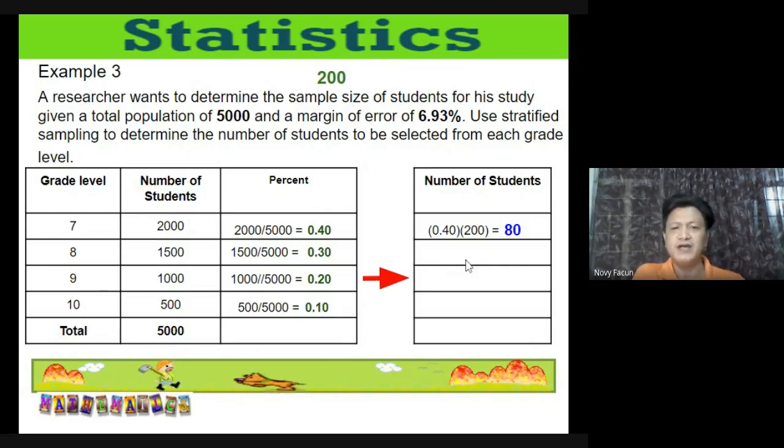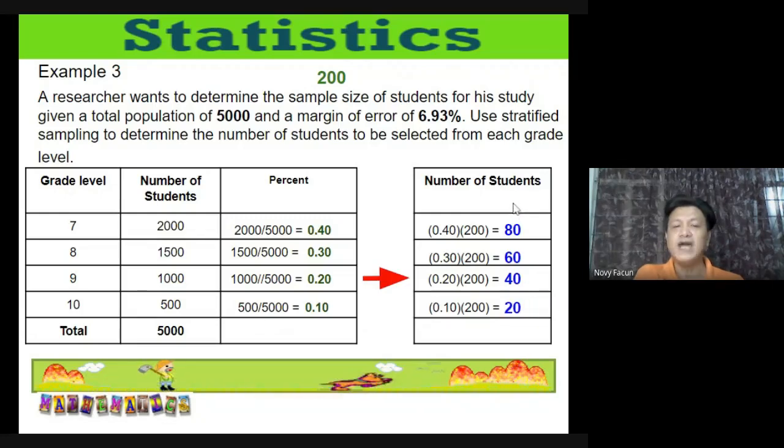And dito naman sa grade 8, 0.30 multiply mo sa 200, that is 60. Dito naman sa grade 9, 0.20 multiply sa 200, that is 40. And for the grade 10, 0.10 multiply sa 200, that is 20. Kapag in-add ko 'to, yung 80 plus 60 plus 40 plus 20, kailangan magtali sila. Ibig sabihin, parehas sila dun sa sample size natin na nakuha kanina, ginamitan natin ng Slovin's formula, and that is equal to 200.